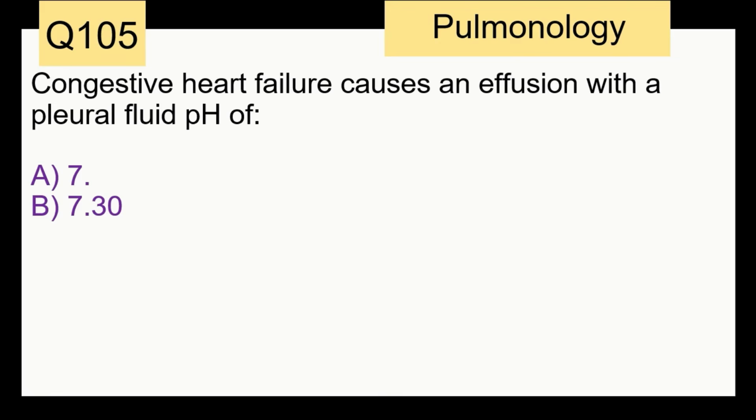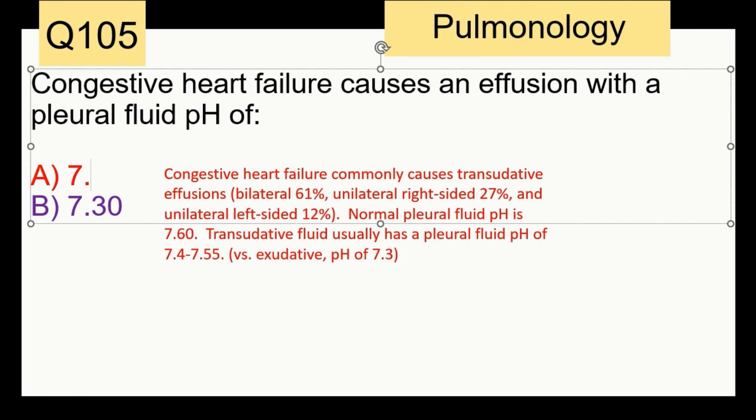105. Congestive heart failure caused an effusion with a pleural fluid pH of 7. Whoopsies, that was a mistake. It should have said 7.51. Normal fluid pH is basic, 7.6. When it's transudative, i.e. heart failure, it's going to be between 7.4 and 7.55. So the answer over here is 7.51.